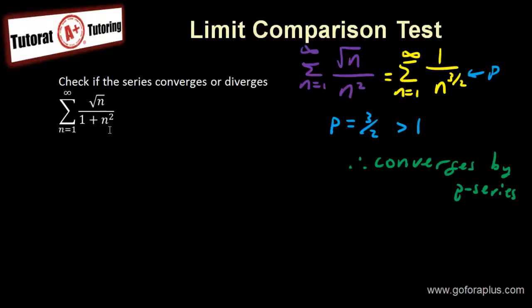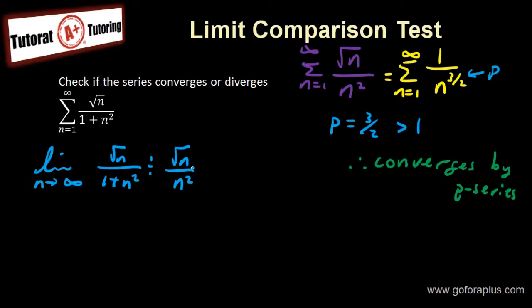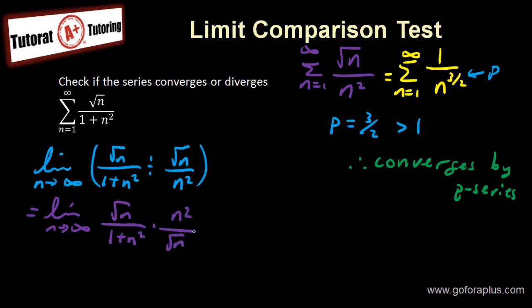So in this case, I would expect that if I divide it and it's equal to a number, then it converges. So let's do this. Limit as n approaches infinity of this one that is on top, divided by the one that I want to compare with, which is this one. So I want to flip it, right? Because I divide, so I multiply by the inverse. So this is going to be the limit as n approaches infinity of square root of n over 1 plus n squared, times n squared over square root of n.